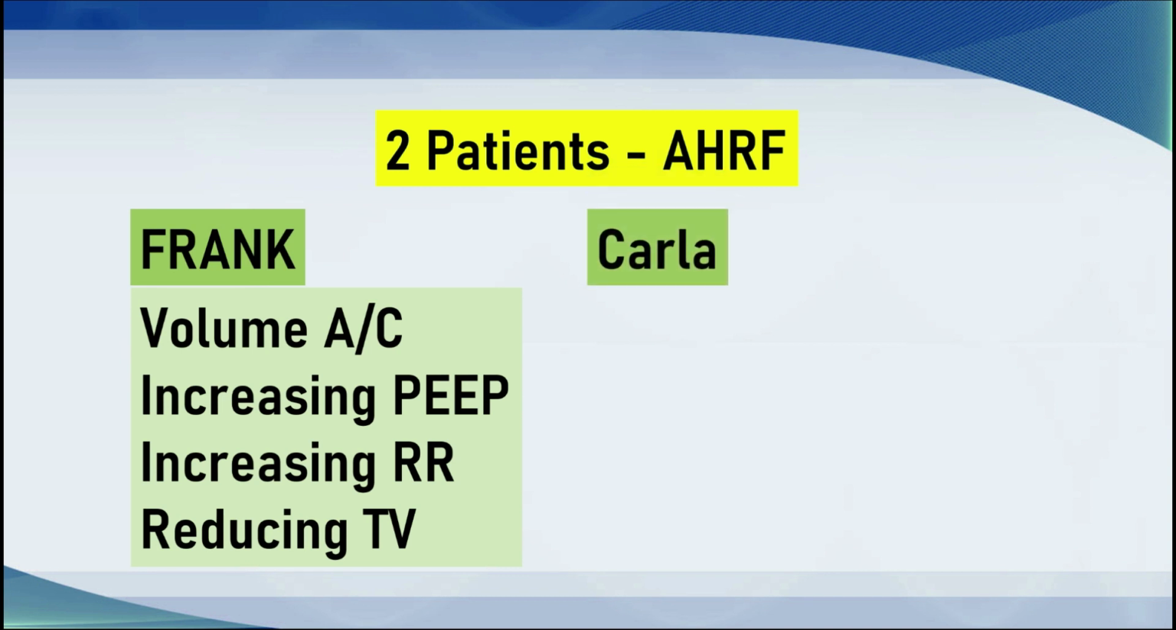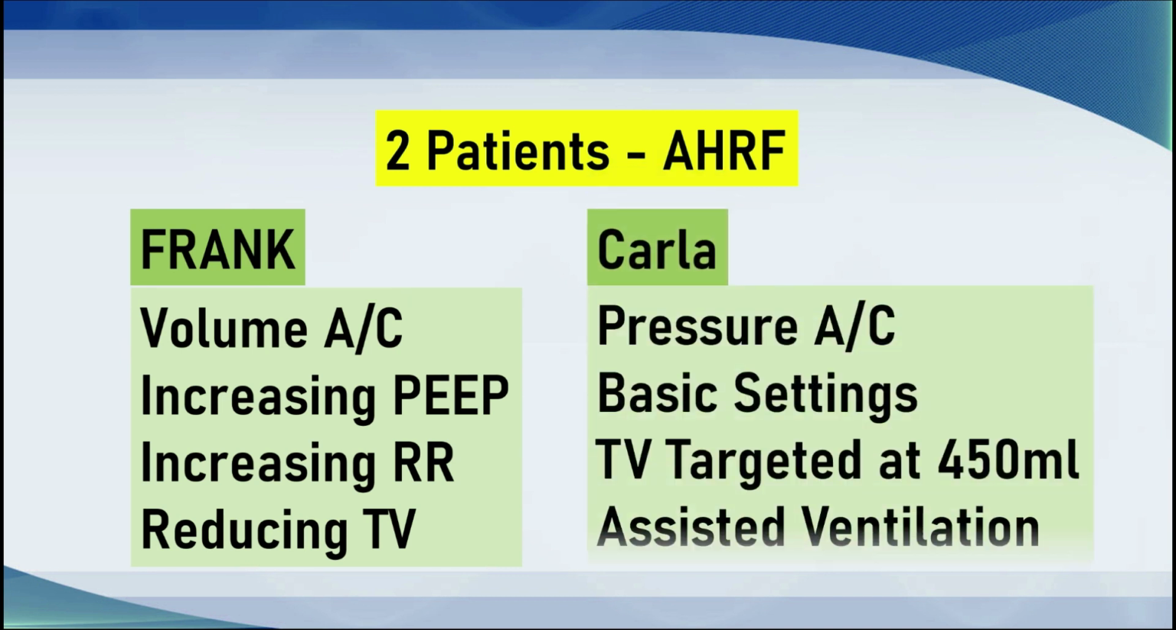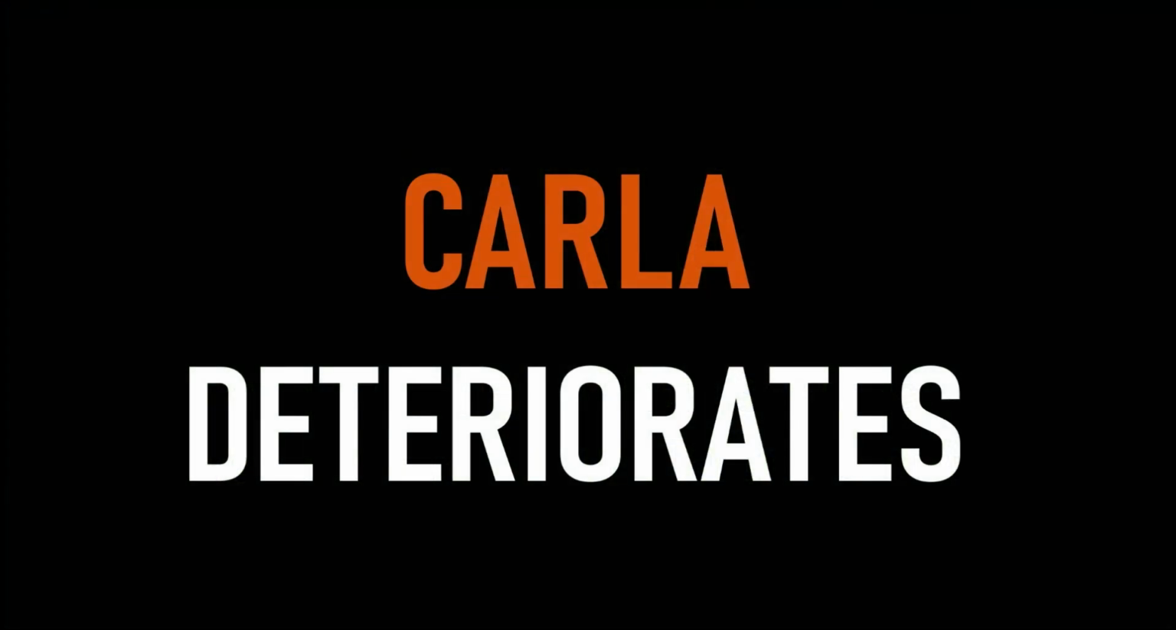Now, the other patient we've met so far is Carla. Carla came in following an overdose, and she seemed okay, but she had a low GCS, and she started on pressure control ventilation on various settings that are fairly basic, but the whole pattern here was to target a tidal volume of 450 mils and to ensure that when she assisted the ventilator that her flow and pressure waveforms were correct for her, that she wasn't dys-synchronous with the ventilator in any way. This tutorial is about what happens when Carla deteriorates.